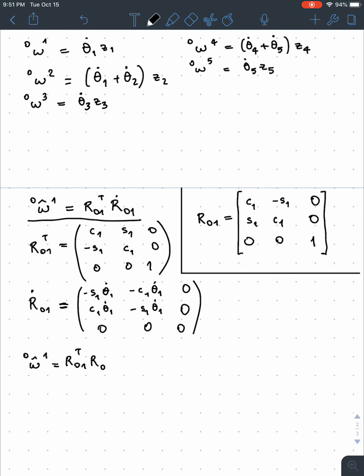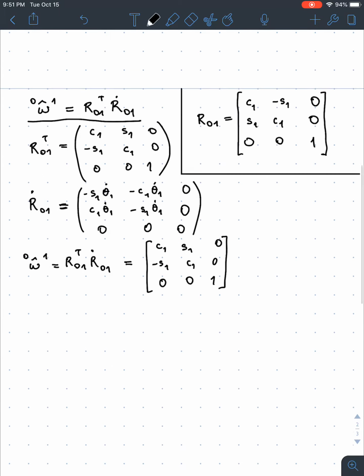R01 transpose R01 dot. This is going to be cosine 1, sine 1, minus sine 1, cosine 1, 0 0 0 0 1 times... By the way, I can pull theta 1 dot out from this equation, right? So I can write this as minus sine 1, minus cosine 1, cosine 1, minus sine 1, 0 0 0 0 0 times theta 1 dot.